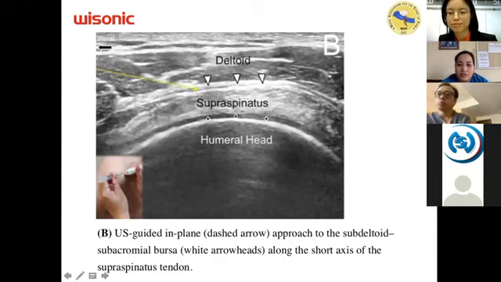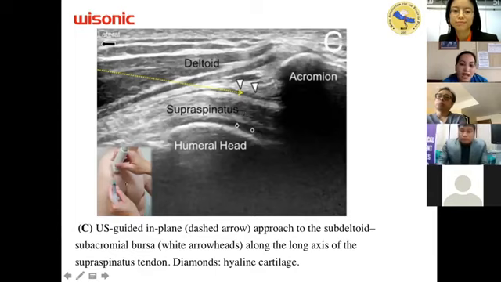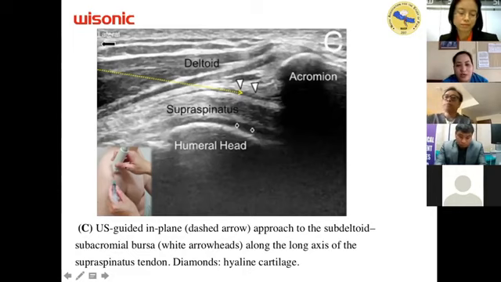This is the short axis view of the supraspinatus tendon. You can also do the injections in the long axis view of the supraspinatus tendon. I prefer this technique because it's more comfortable for the patient as well as for the operator. And this is the bursa with thick synovium, and we inject inside the bursa.